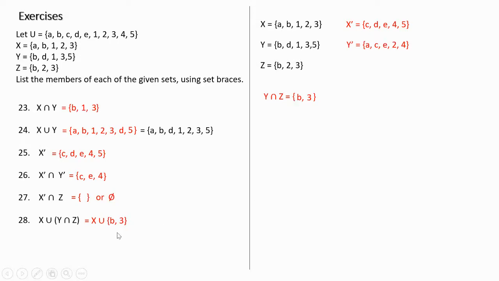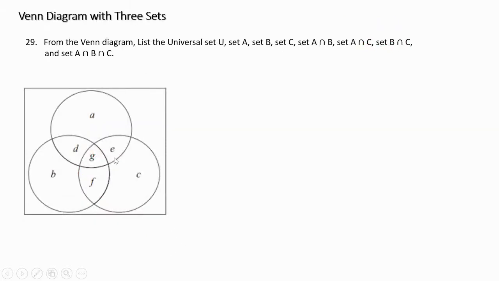Now we're going to put X, because it's X union {B, 3}. So again we put the X first: A, B, 1, 2, 3. Now we go to the set {B, 3}. Is B already there? Yes, so we don't write it again. Is the 3 already there? Yes, so we don't write it again. So this is my answer.